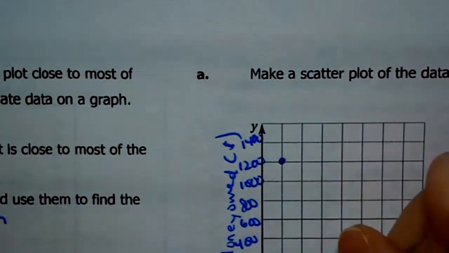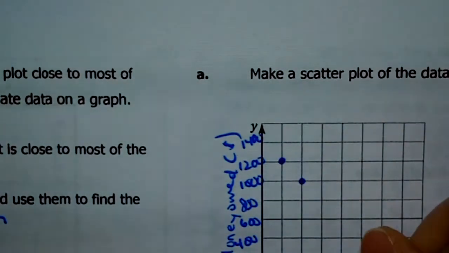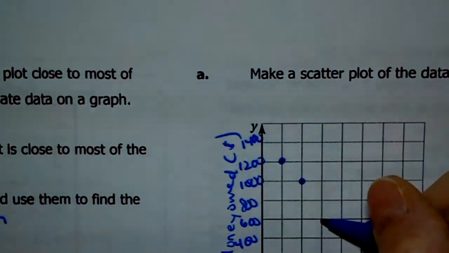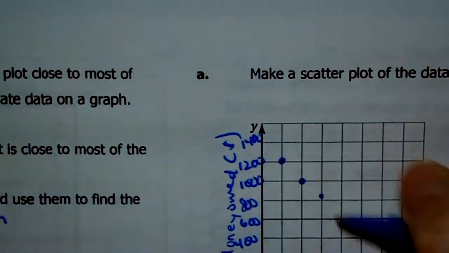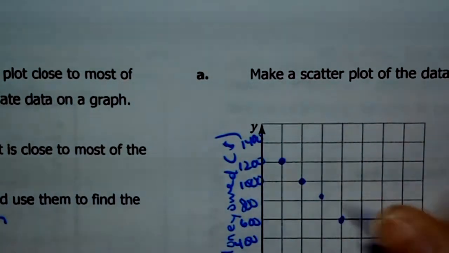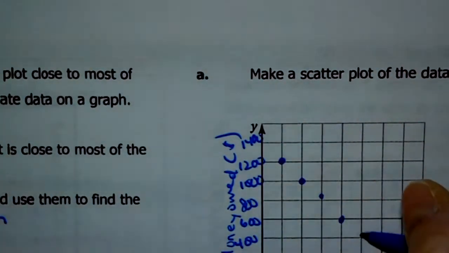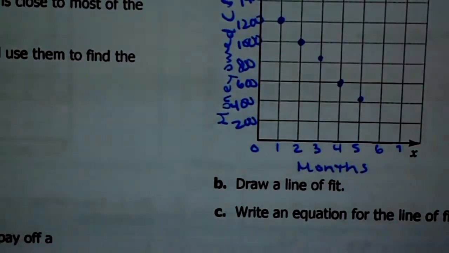Plot your second ordered pair. It's 2, 1000. 3 is 850, so here's 600, here's 800. This would be 900, so 850 would be right about there. 4 is 600, and 5 is 410, which I'll put just above that. Now, this isn't going to be a perfectly straight line, but it's going to look really close to it.